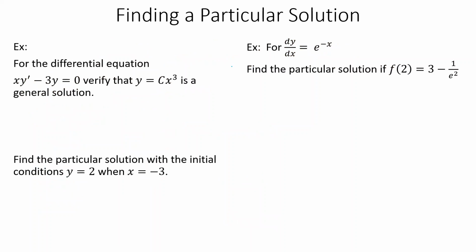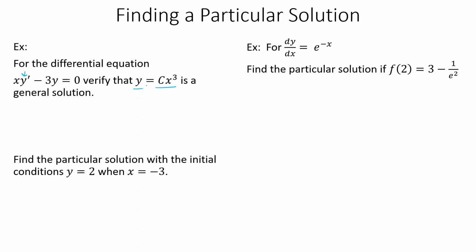All right, let's look at finding particular solutions. So first one, just some examples here. For the differential equation, x times y prime minus 3y equals 0. So it's a differential equation because of this guy right there, the y prime. Verify that y equals c times x to the third is a general solution.